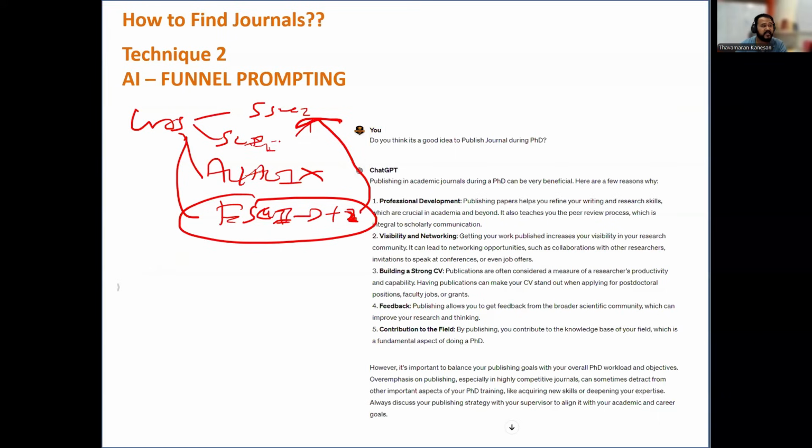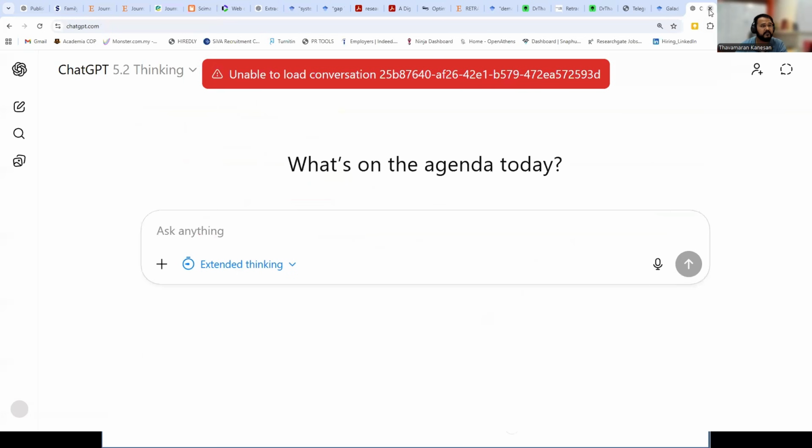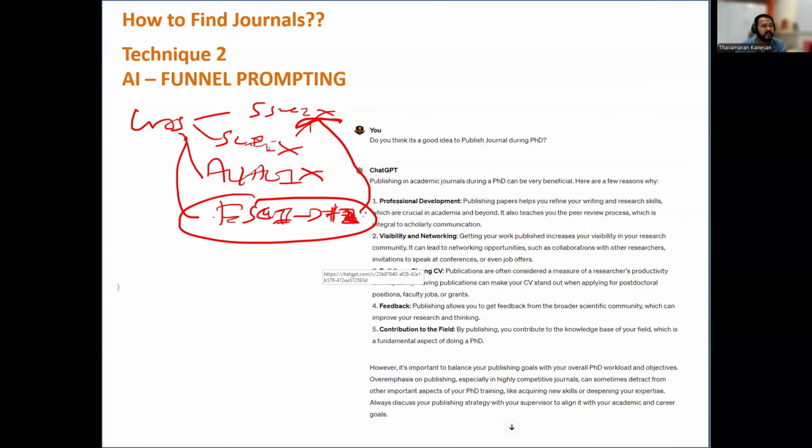Don't go for SSCI, SCIE, AHCI. Don't go for these. These are all premium Web of Science indexing. This is basic entry level. But even then, if the impact factor is already more than 2, don't go for it. It's going to be very, very difficult, because they are already en route to becoming SSCI. Understand? So that is why I say cannot. I hope that is clear.